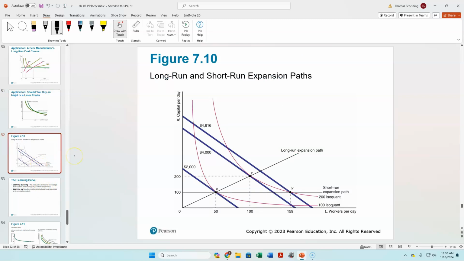And we can then start to look at these expansion paths, again, to get an idea of whether we should expand or not. And in this case, we would have the suggestion here that costs are getting lower as we get larger.